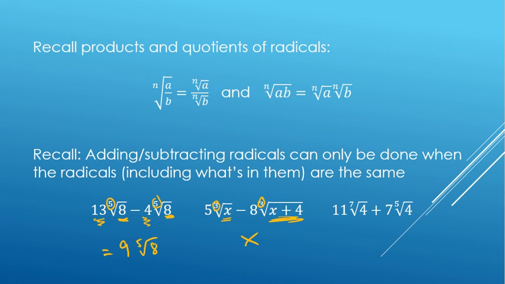And then for this last one, I have two roots here. What's inside of my roots is the same, but the problem is the root we're taking in these two cases is not the same. We're taking the 7th root of the first one, and the 5th root of the second one. So since these radicals are not the same, we cannot add these straightforwardly. We cannot say that this is 18 times some root of 4. We just have to leave it as it is.